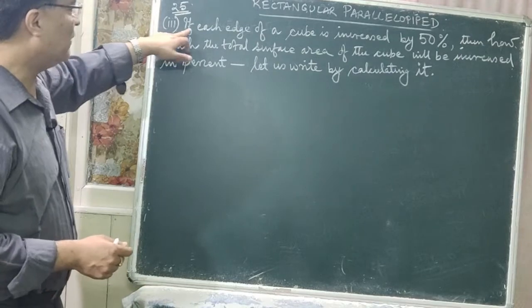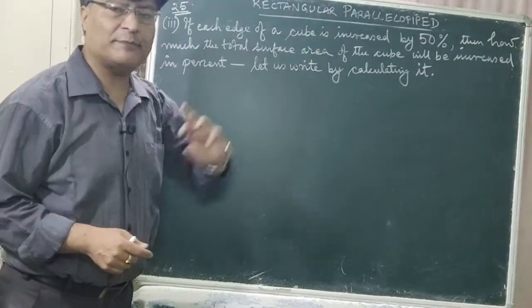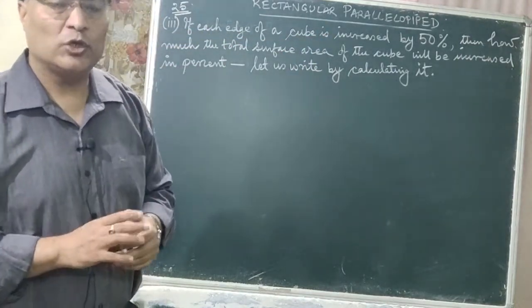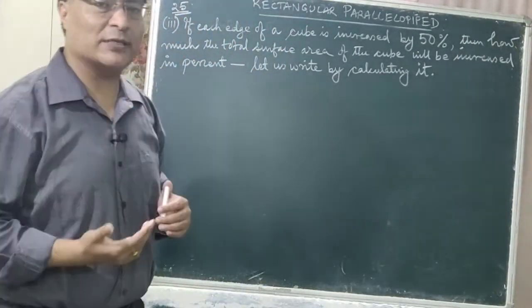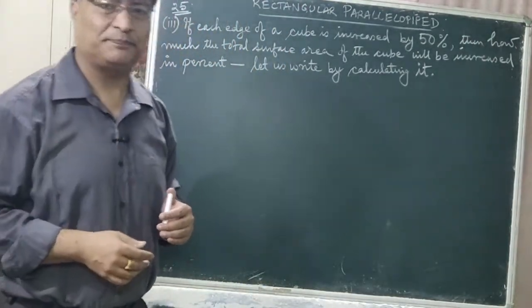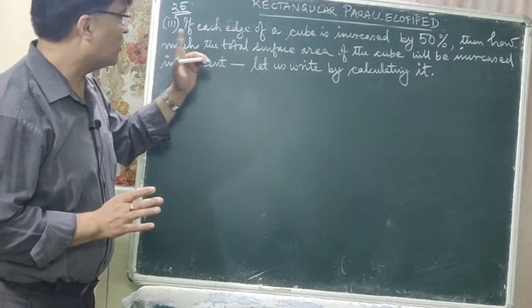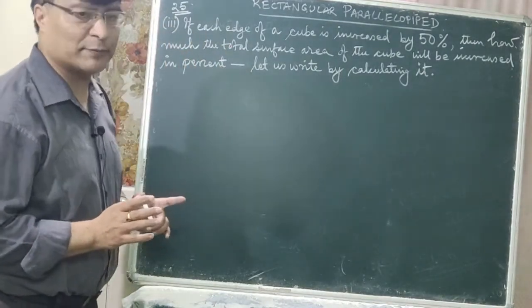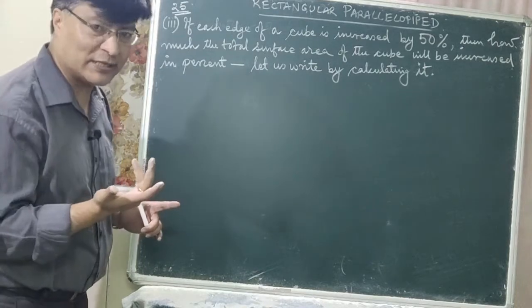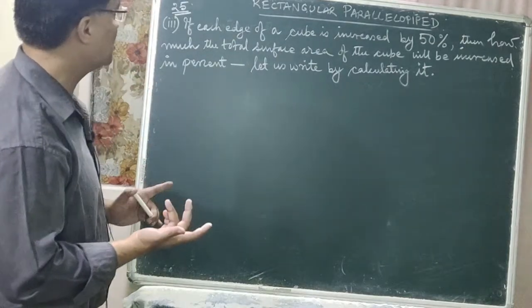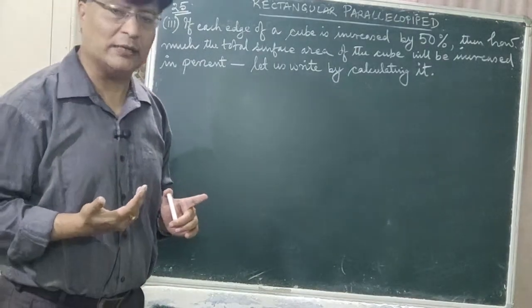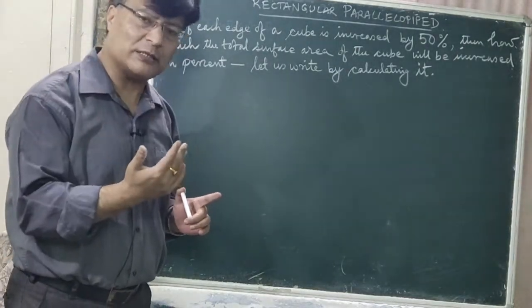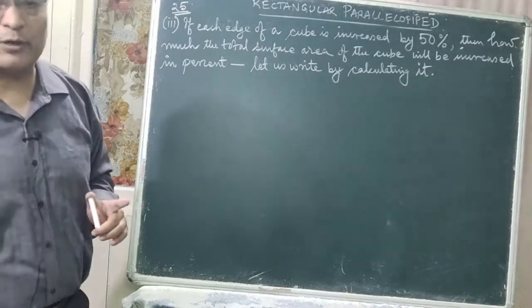Okay, if each edge of a cube is increased by 50%, यहाँ के भन्दैछ, यो क्यूब को जति पनि एजेसहरु छन् त्यो सबै कति पर्सेन्टले बढ्दैछ? 50% ले बढ्दैछ. So if each edge of a cube is increased by 50%, naturally volume will be increased, isn't it? Total surface area पनि increase हुन्छ, volume पनि increase हुन्छ, हैन?